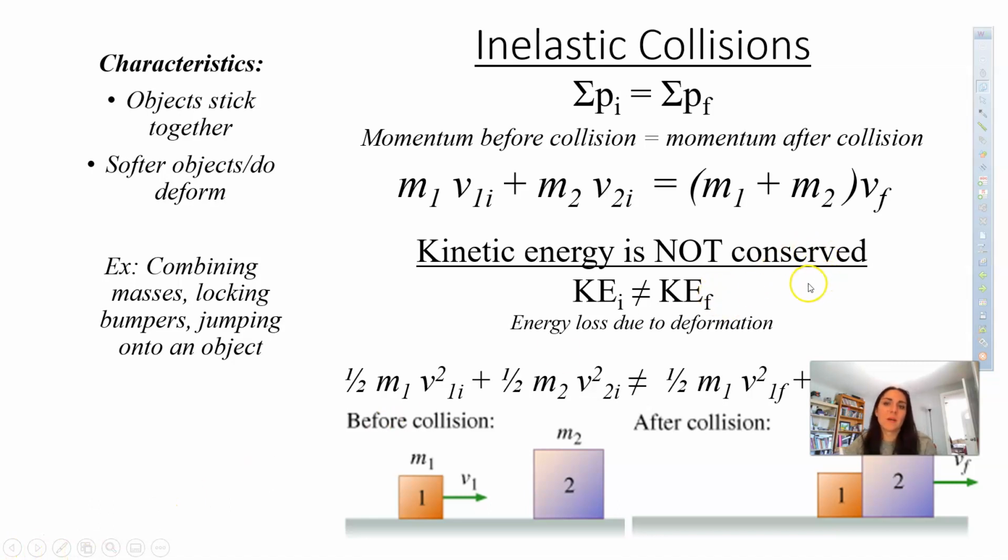All right. Anyway, point being is that the objects combine. So some examples include combining masses, locking bumpers. So problems might say the car bumpers might lock, jumping onto an object like a skateboard or a boat or a wheelie chair or something like that. And generally, these cases do lose energy. So their initial and final energies will not be the same because of the fact that the objects deform when they do that.